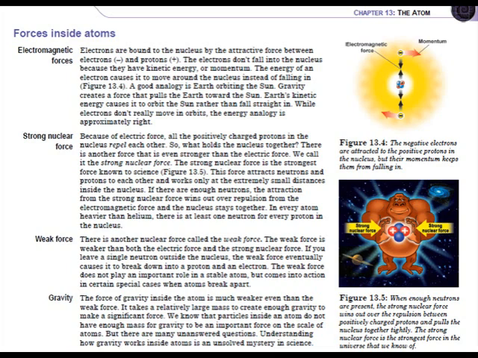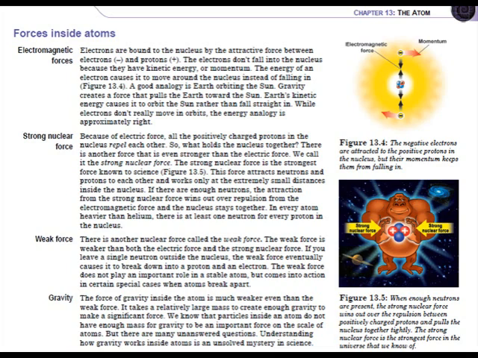There's another force that is even stronger than the electric force. We call it the strong nuclear force. The strong nuclear force is the strongest force known to science, figure 13.5. This force attracts neutrons and protons to each other and works only at extremely small distances inside the nucleus. If there are enough neutrons, the attraction from the strong nuclear force wins out over the repulsion from the electromagnetic force, and the nucleus stays together. In every atom heavier than helium, there is at least one neutron for every proton in the nucleus.